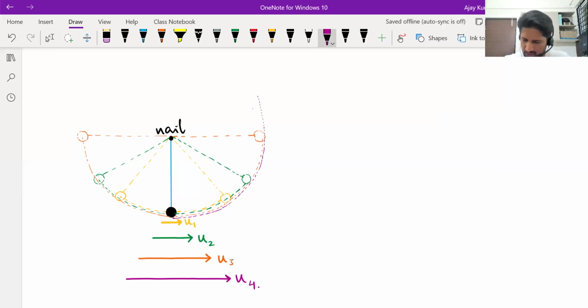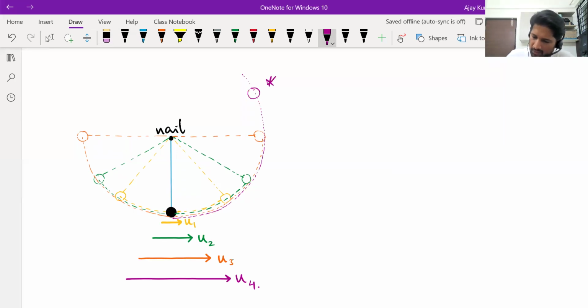Okay, it has crossed the horizontal position, so it will start moving to the left after it crosses that point, because the horizontal position is the rightmost position. After that, the path will start curving to the left. Somewhat like this. So maybe it reaches till here.